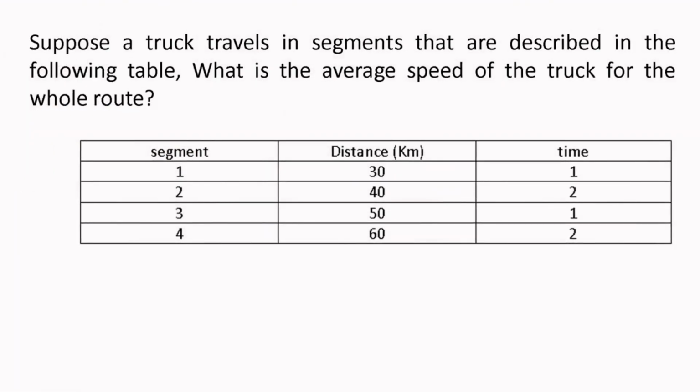Let's solve the next example. Suppose a truck travels in segments that are described in the following table. What is the average speed of the truck for the whole route? It is really easy. The average speed for the whole route is equal to d over t.